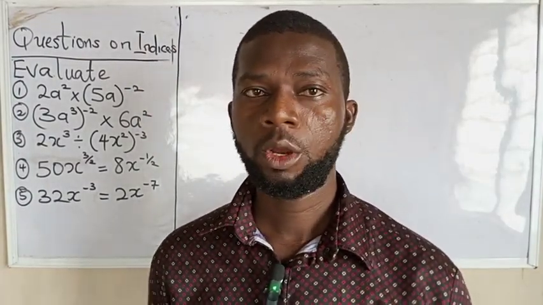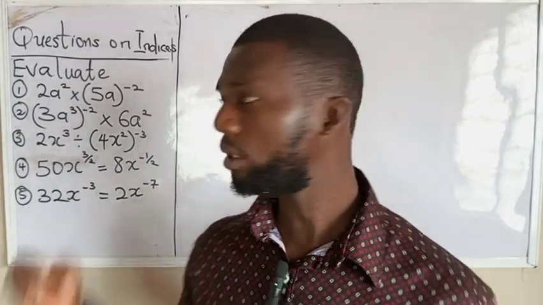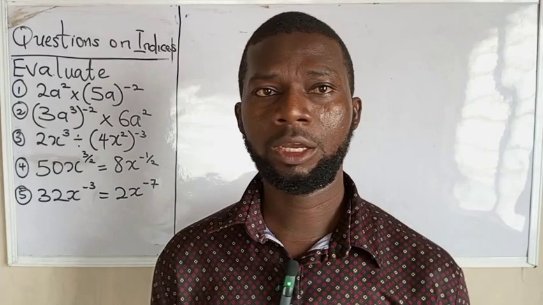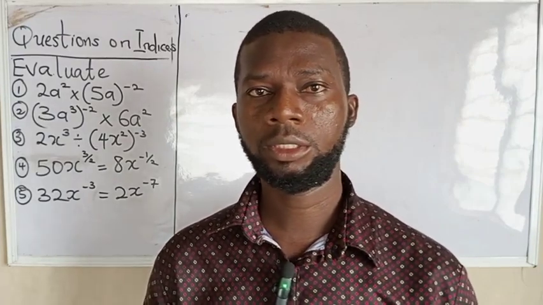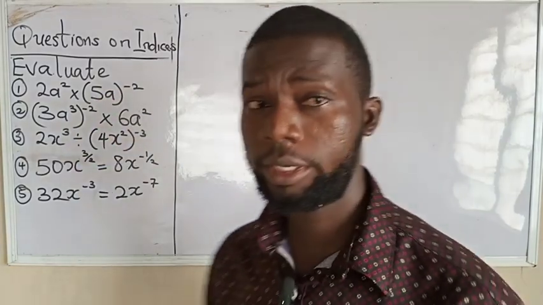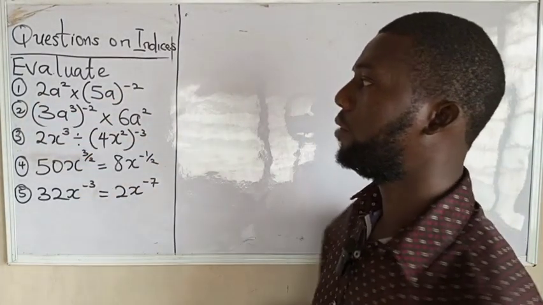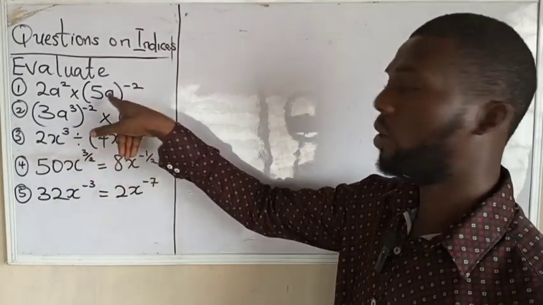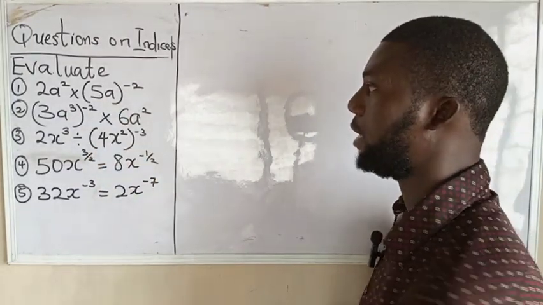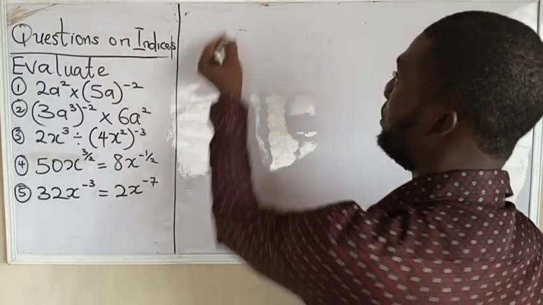So today we are going to proceed by looking at questions that are a bit complex. We are going to be looking at 5 questions today, and we're going to be starting with the first question, which says that (2a)^2 times (5a)^-2, and that we should evaluate. So how do we evaluate this?